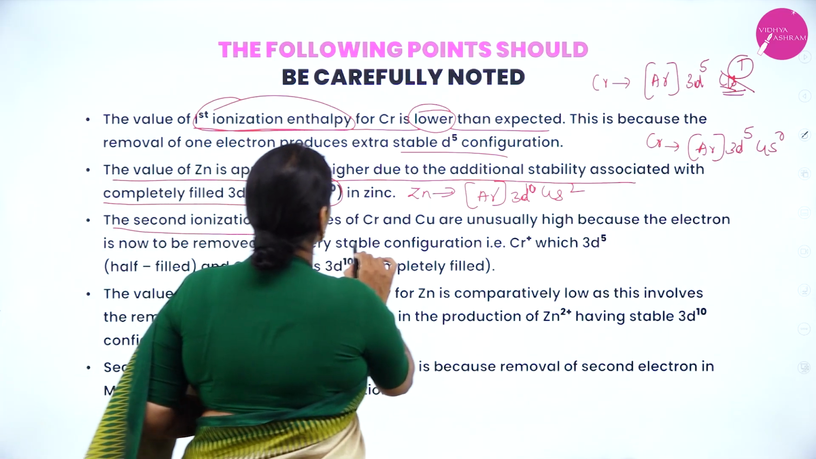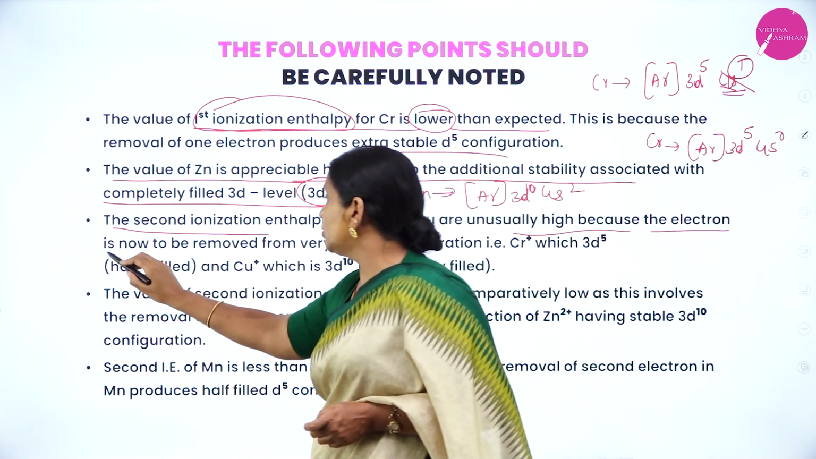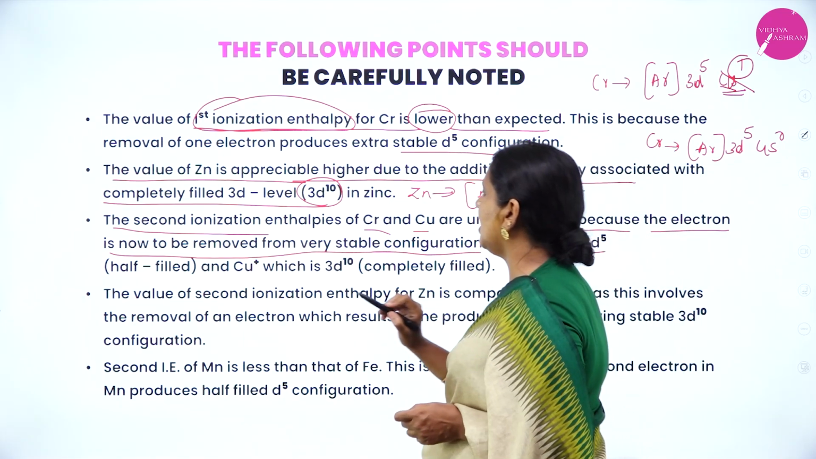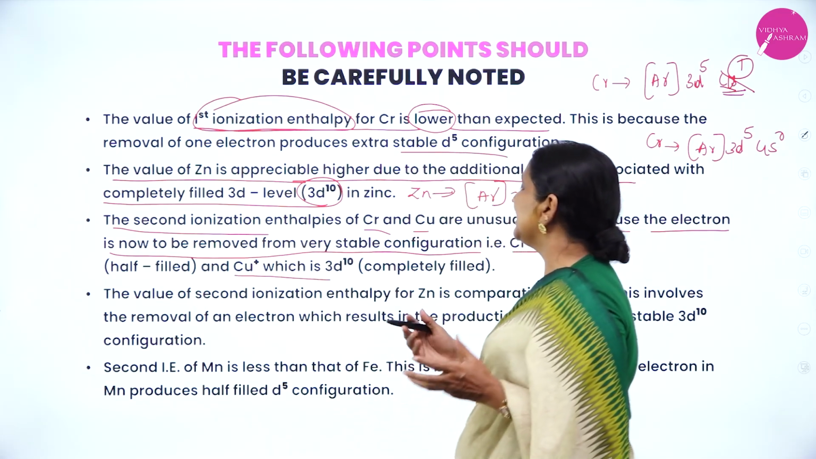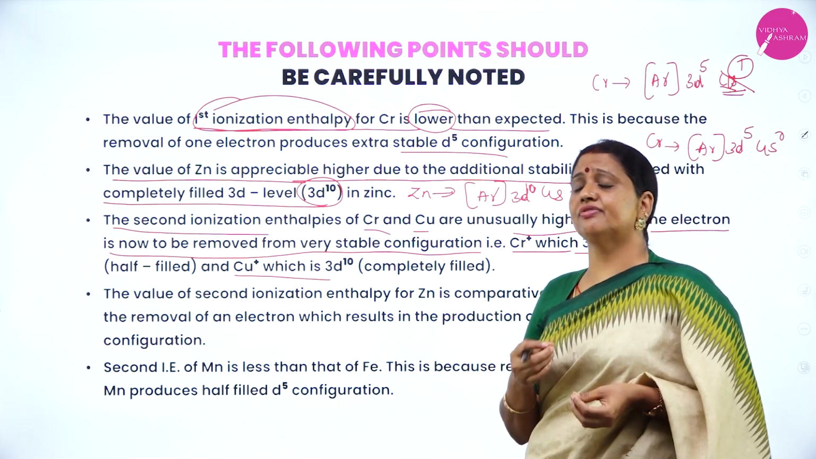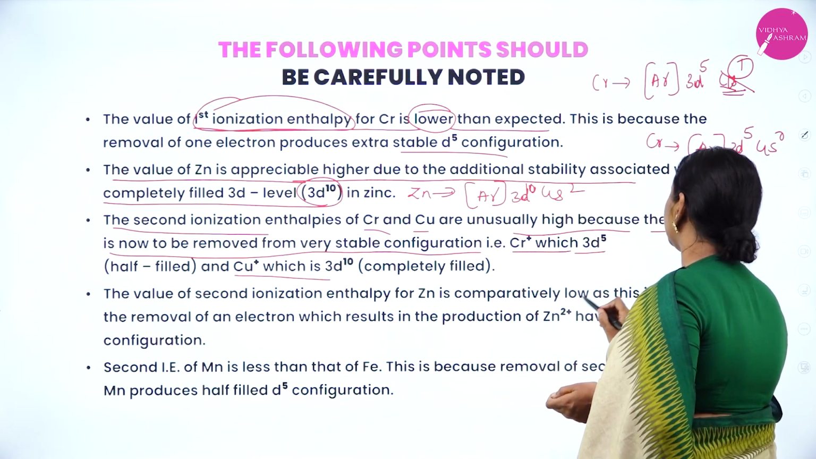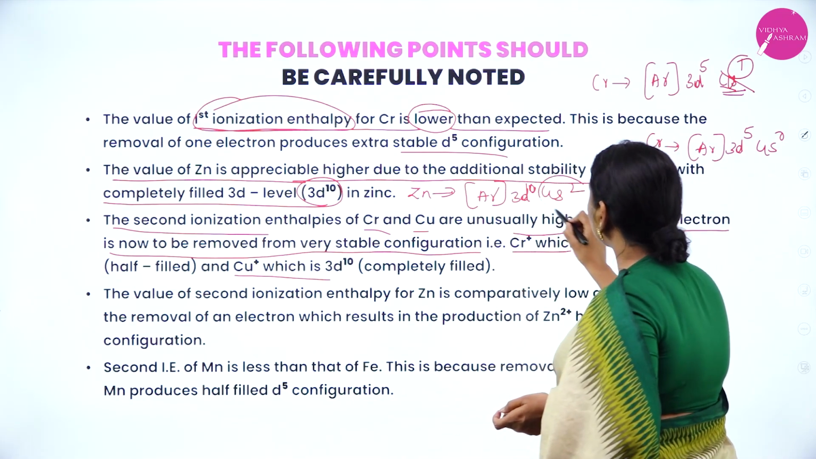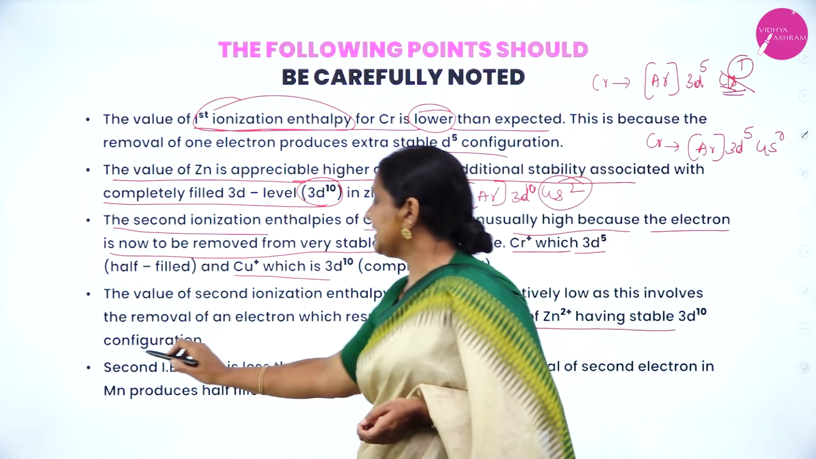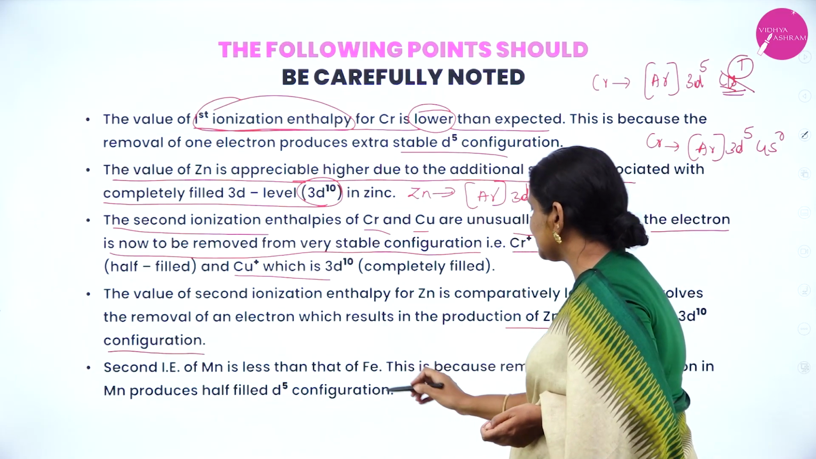The second ionization enthalpies of chromium and copper are unusually high because the electron is now to be removed from a very stable configuration, that is Cr+ which is 3d5 half filled and Cu+ which is 3d10. We have to remove an electron from half filled 3d5 as well as filled 3d10. The value of second ionization enthalpy of zinc is comparatively low as the removal of 2 electrons from zinc results in a 3d10 configuration.